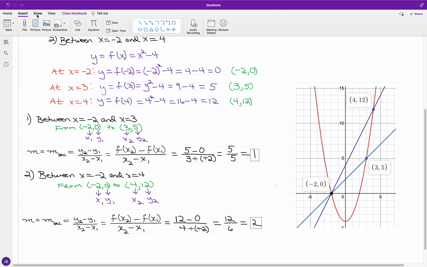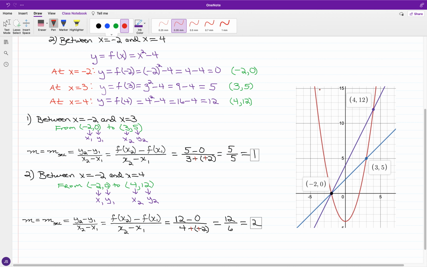Okay, so for the activity, here's a snapshot of the graph. We have this parabola in red, again in reference to y equals f of x equals x squared minus 4.